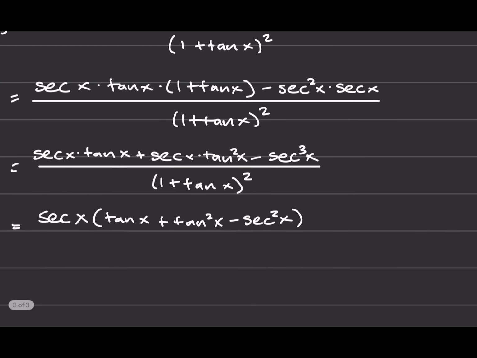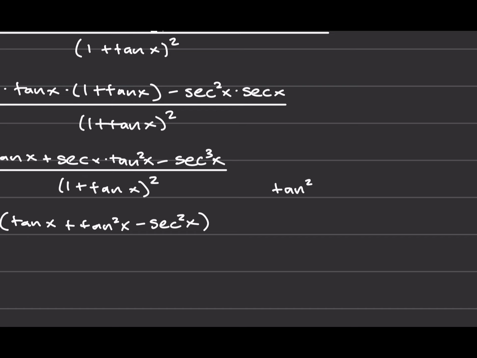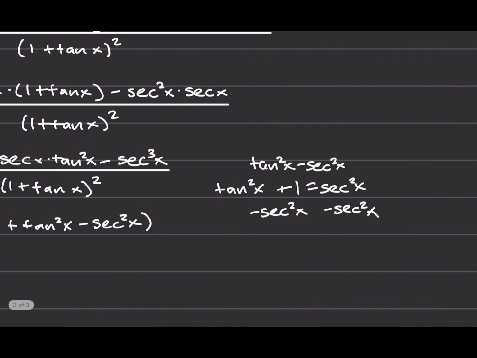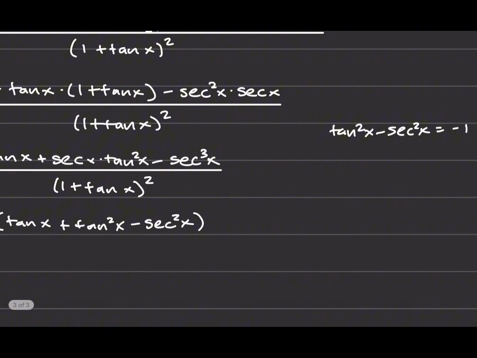Okay. Now, if you remember from your trigonometry class, tangent squared of x plus 1 is equal to secant squared, right? Subtract secant squared from both sides. You get tangent squared minus secant squared plus 1 is equal to 0. And then you subtract this from both sides. You get tangent squared minus secant squared is equal to -1. Alright. So we have tangent squared minus secant squared in our problem. So we could just replace that with -1.